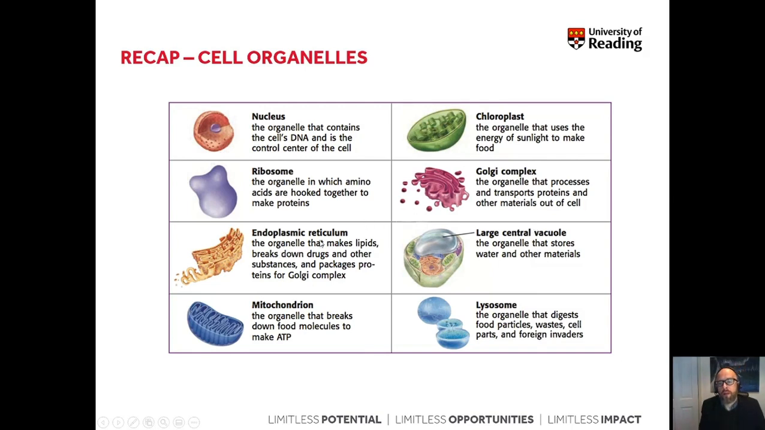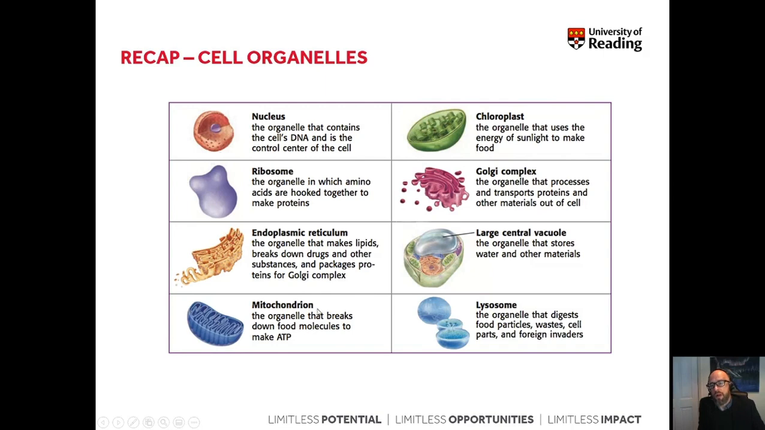And we have the endoplasmic reticulum. This is the organelle that makes lipids, breaks down drugs and other substances, and packages proteins for the Golgi complex. We have also learned that there are at least two types of endoplasmic reticulum within the cell. We have the smooth endoplasmic reticulum, and we have the rough endoplasmic reticulum. The most obvious difference between those two types of reticulum is that the rough endoplasmic reticulum does contain ribosomes. In contrast, there are no ribosomes on the smooth reticulum.